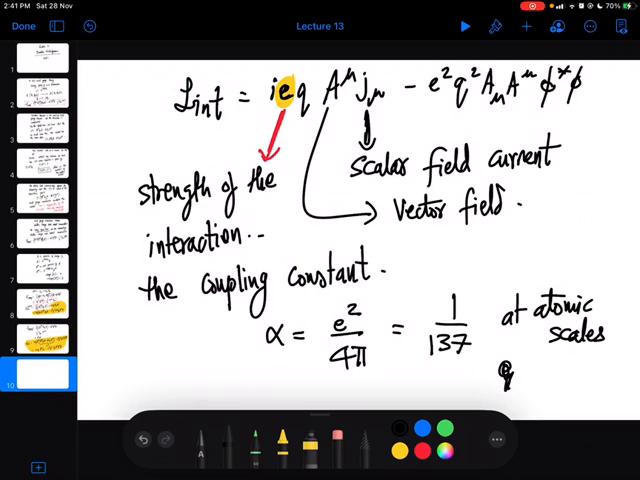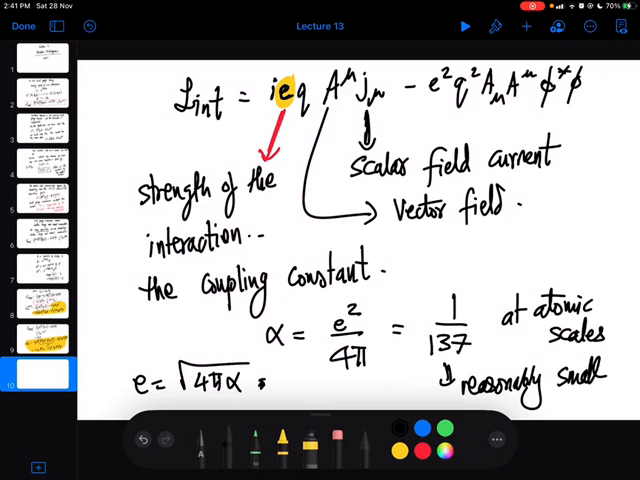So Q, I'll come to that in a second. So the coupling constant is determined in terms of this. So e is nothing but square root of 4 pi alpha, where alpha is equal to 1 by 137, which is a small quantity. 1 by 137 is actually reasonably small.